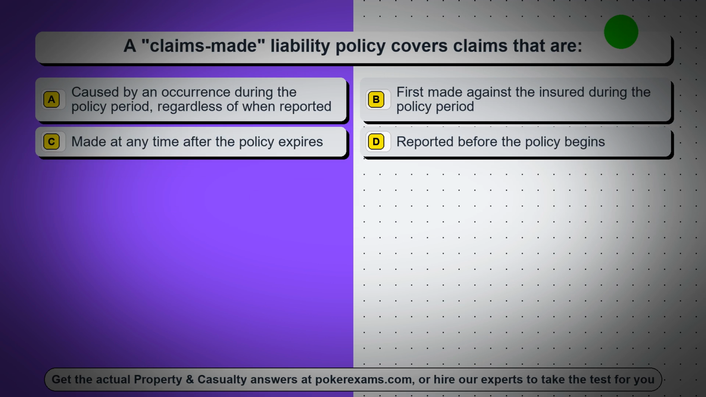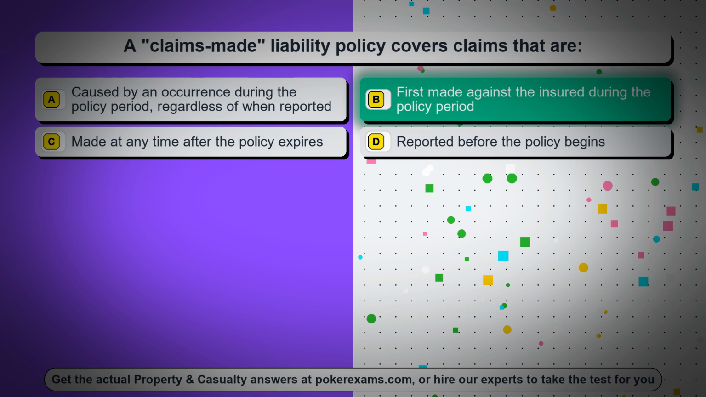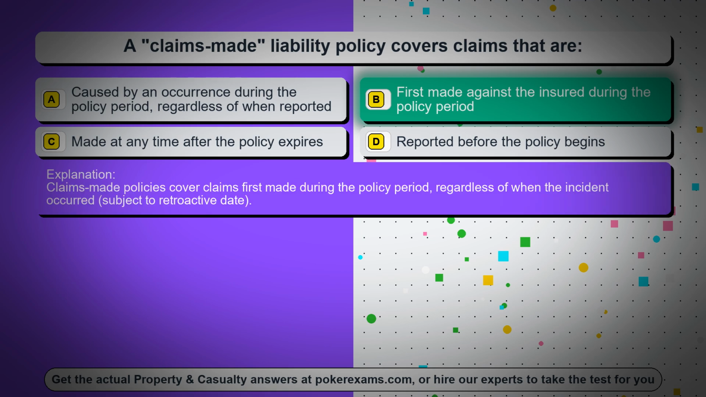Question 61. A claims-made liability policy covers claims that are: Option A, caused by an occurrence during the policy period, regardless of when reported. Option B, first made against the insured during the policy period. Option C, made at any time after the policy expires. Option D, reported before the policy begins. The correct answer is option B, first made against the insured during the policy period. Claims-made policies cover claims first made during the policy period, regardless of when the incident occurred, subject to retroactive date.